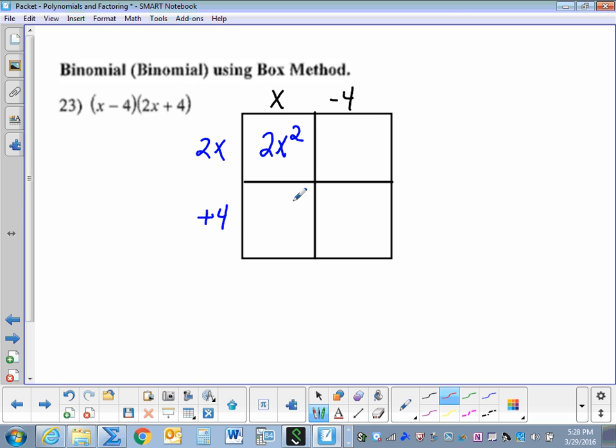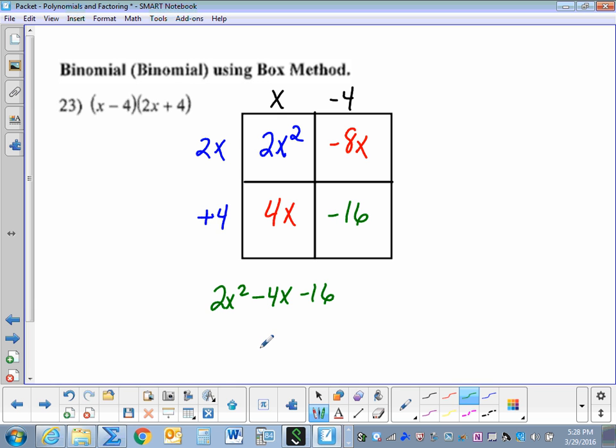And now 4 times x is 4x. 2x times negative 4 is negative 8x. And 4 times negative 4 is negative 16. So we're going to combine like terms, and we're going to get 2x squared minus 4x minus 16. So go ahead and try number 24.